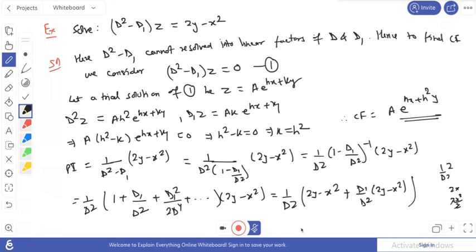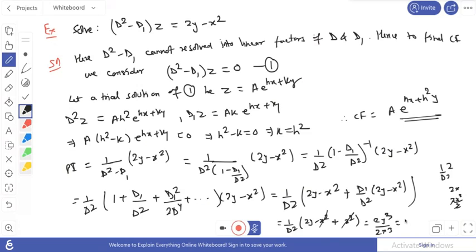So this equals to 1 by d square, and this is 2y minus x square, plus this is x square. So x square and x square cancel out. So this is 2y, okay, and if we integrate this, so this becomes 2 of y square by 2, and then integrate again, so this is y cube by 3.